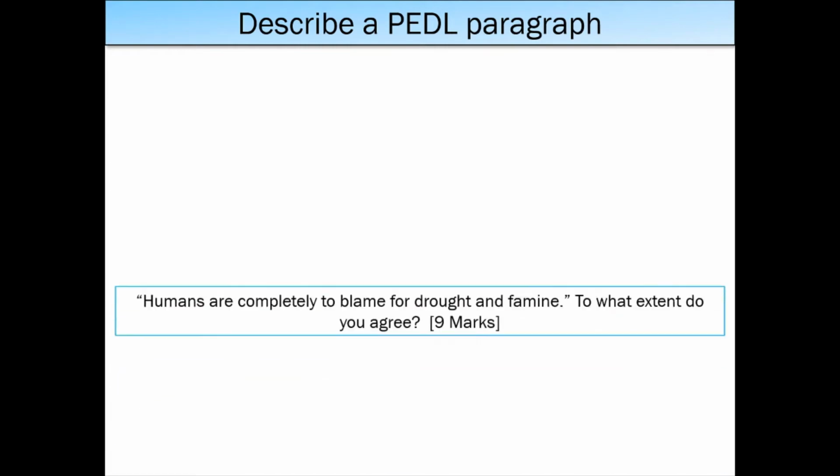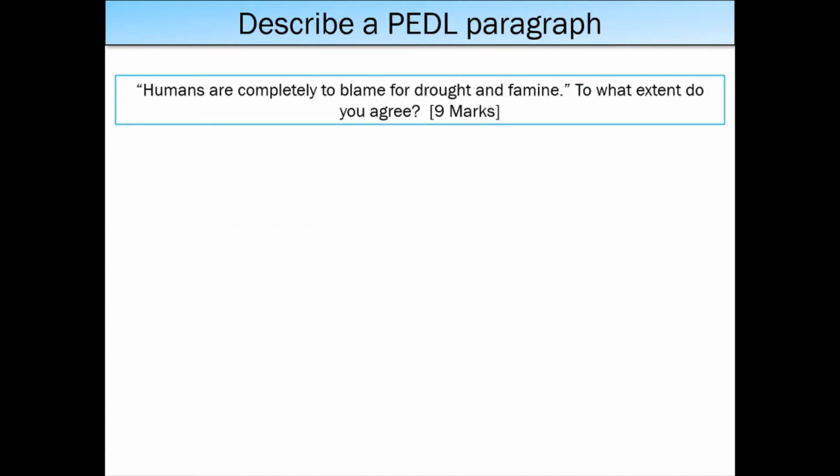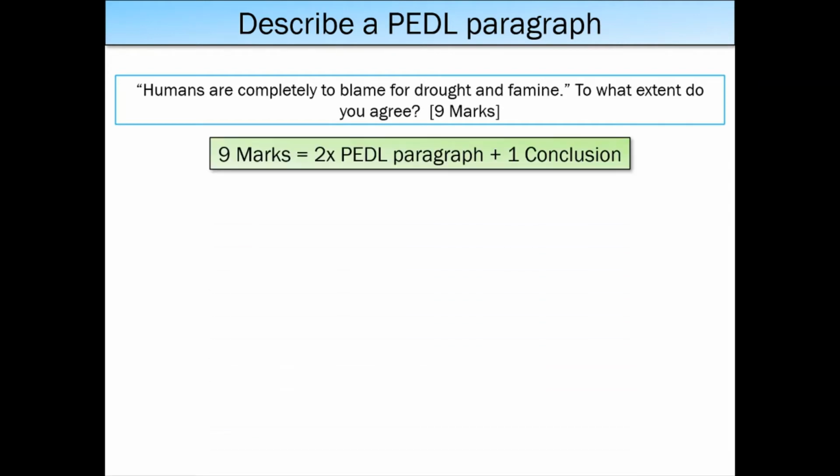So to create our perfect PEDL paragraph, we're going to look at a previous assessment question that we've completed already in geography this year. We're going to look at humans are completely to blame for drought and famine. To what extent do you agree with this comment or statement? Now, this is a 9-mark question. So if it's a 9-mark question, we have to write 2 PEDL paragraphs and a conclusion. Now, those 2 PEDL paragraphs should be a for and against that statement, that statement saying that humans are to blame.